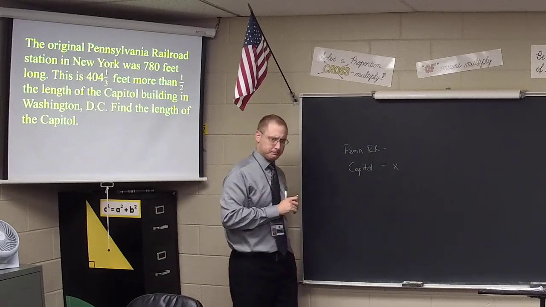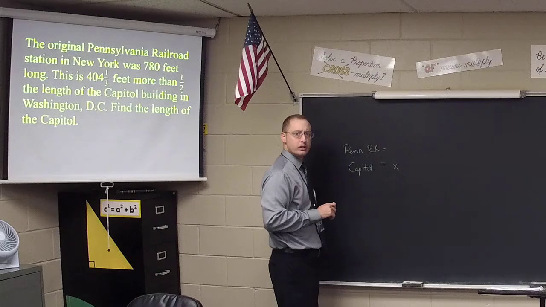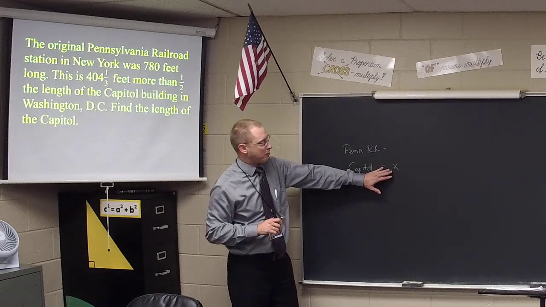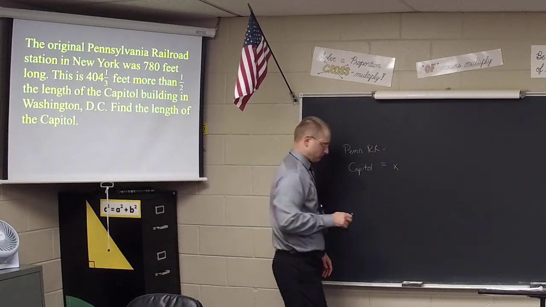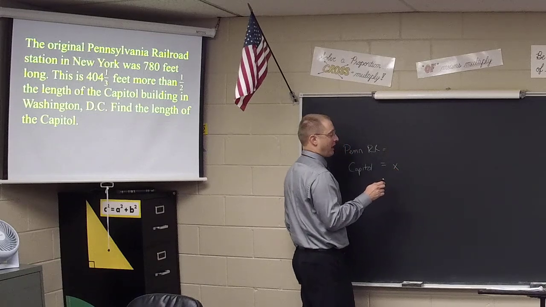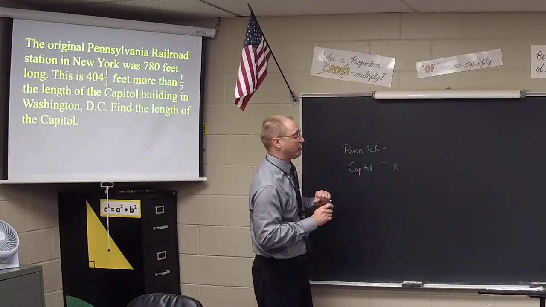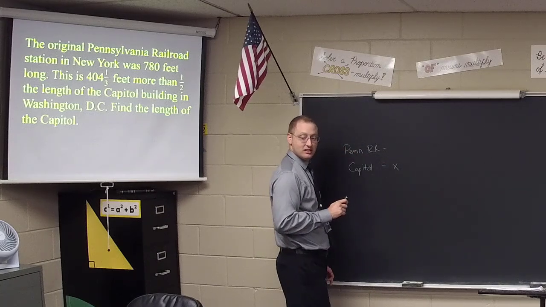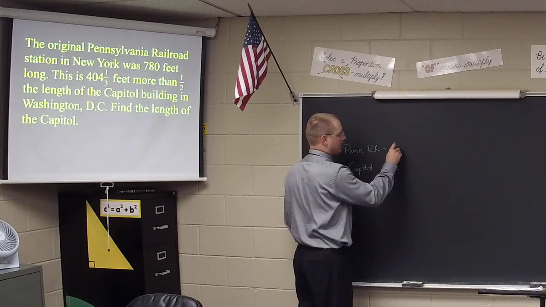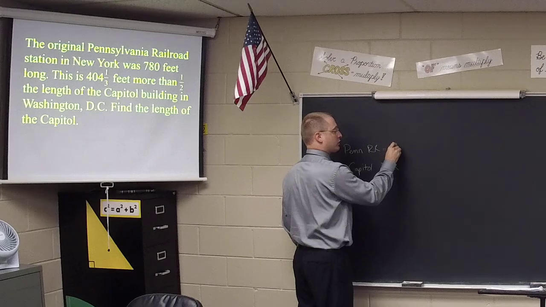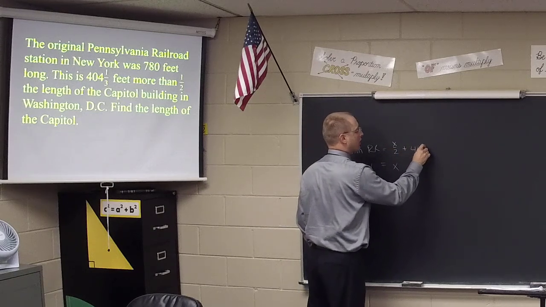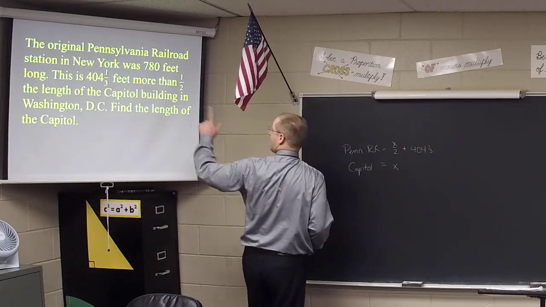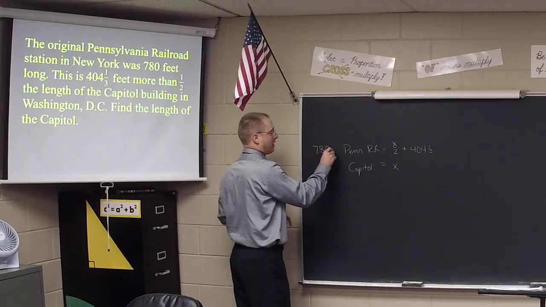Lana, how would I represent that? If the Capitol is X, what would be 404 1/3 feet more than half of that? X plus 404 1/3 would be 404 1/3 feet more than that, but I want 404 1/3 feet more than half of that. Dylan? Either a half X or X over 2. And then plus 404 1/3. There we go. That's what I thought. X over 2 plus the 404 1/3. And we said Pennsylvania Railroad Station was originally 780 feet long.